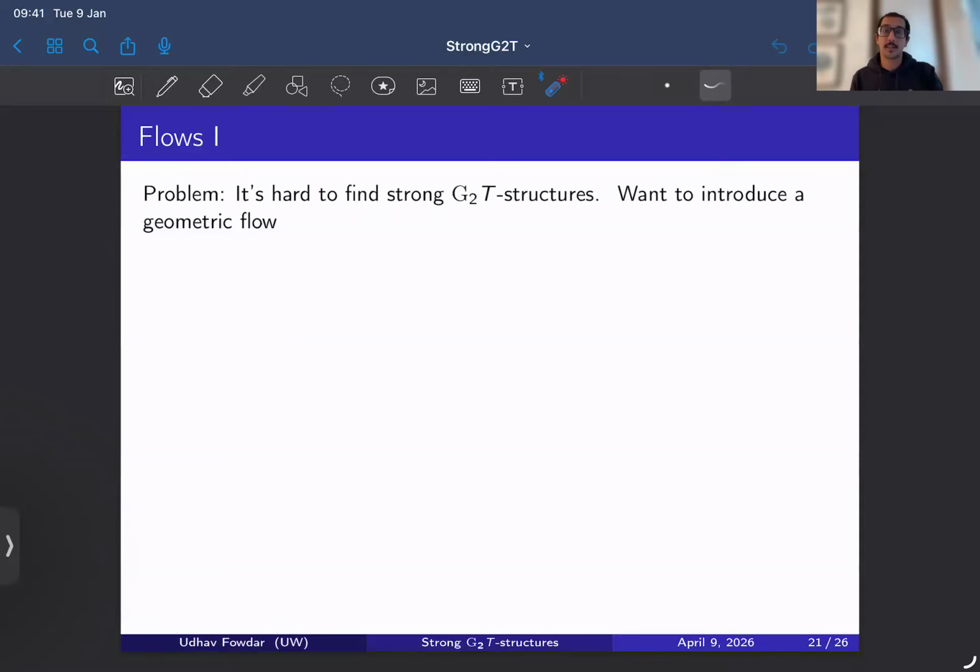Okay. So let me move to the last part of the talk, which is about looking at geometric flows in this context. I'm doing okay on time, I guess. Okay. So we've noticed that it is a very hard problem to find these strong G2 structures with torsion. So we would like to find a geometric flow approach to this problem.